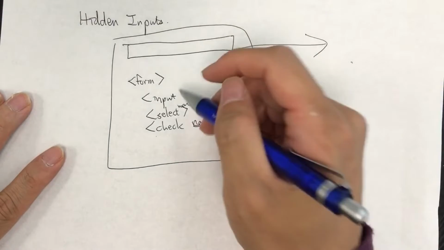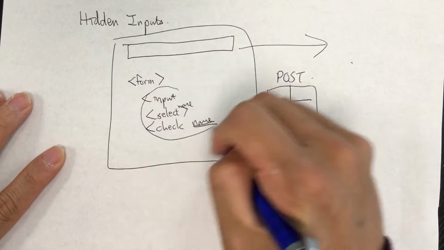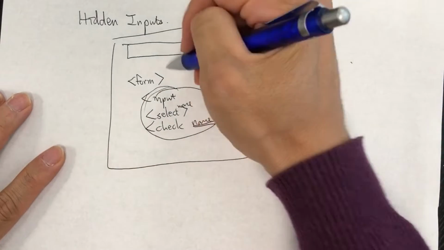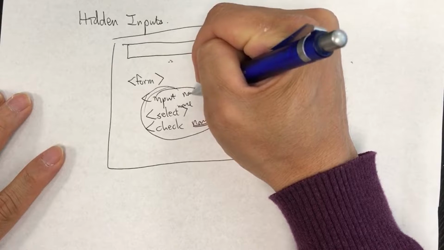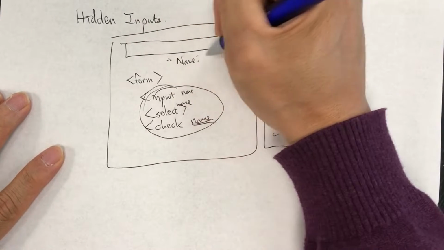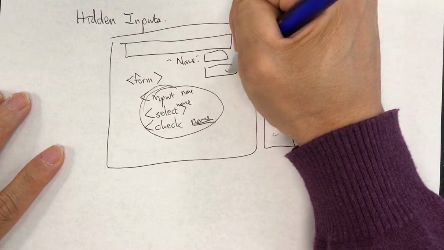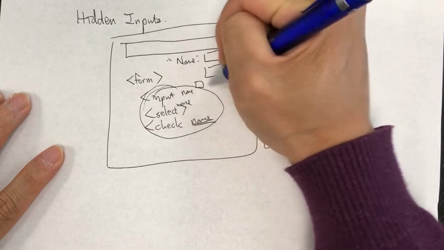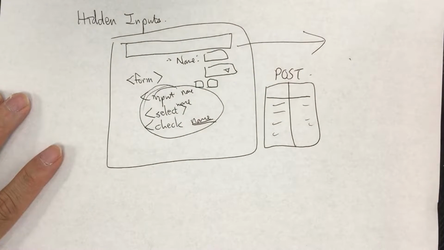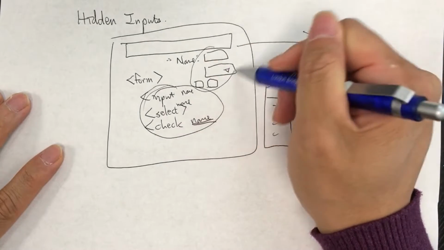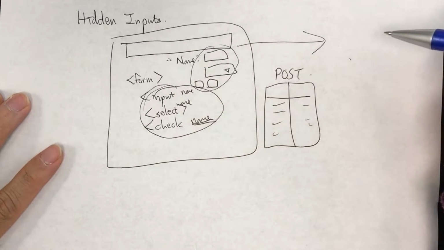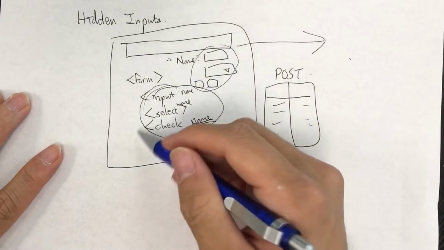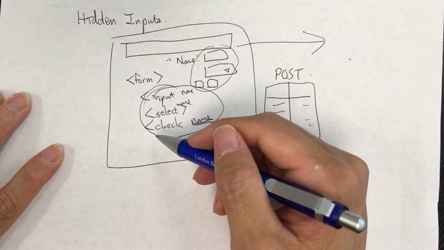But a lot of the time, all these input forms are shown visibly on the browser. For example, if this is name, then there's going to be a name field. If it is a select, it's going to have a drop-down menu. If it is a checkbox, it's going to have a checkbox. What if I need to pass information and I don't want to make it visible? Then what do I do? Well, that's where you use a hidden input.